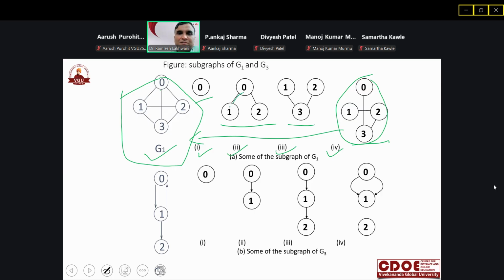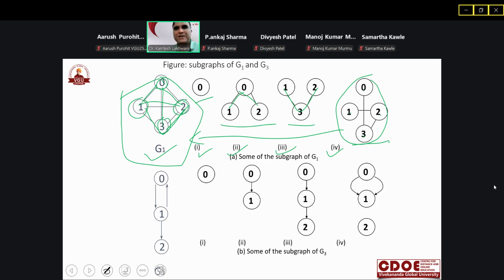This path 1 and 2 is also available here. So you can say 0, 1, 2, then 1, 2, 3, then 1, 3, 2. This is also available here. 0, 2, 3, 1 is also available: from 0 to 2, 2 to 3, from 3 to 2, and from 2 to 1. It is also available here. So all these four are subgraphs of graph G1.